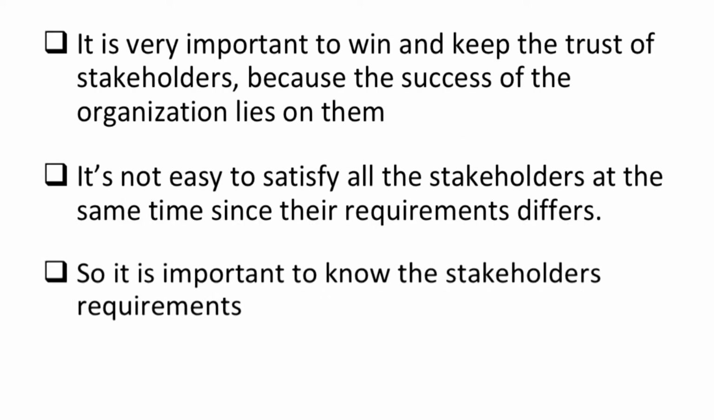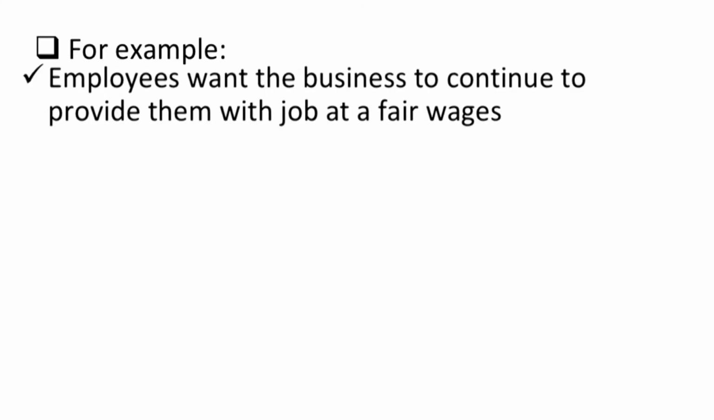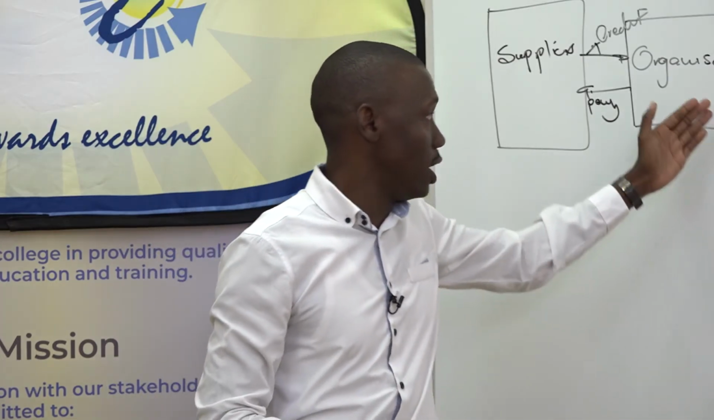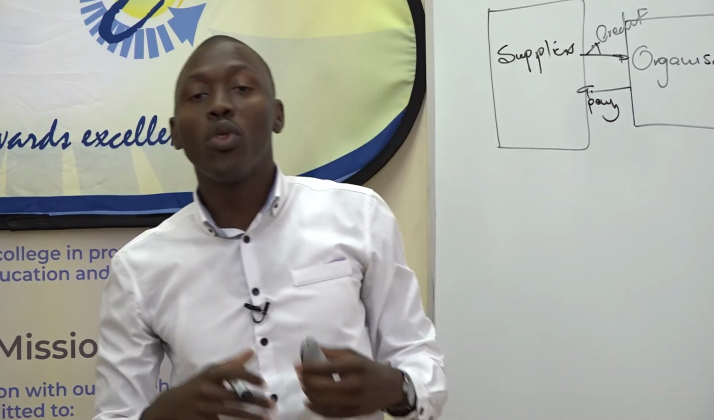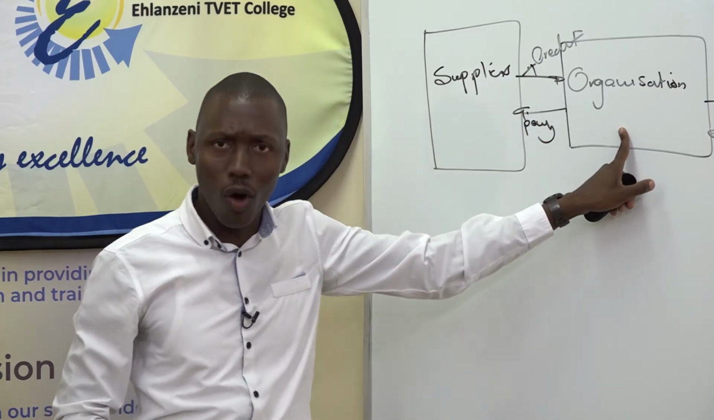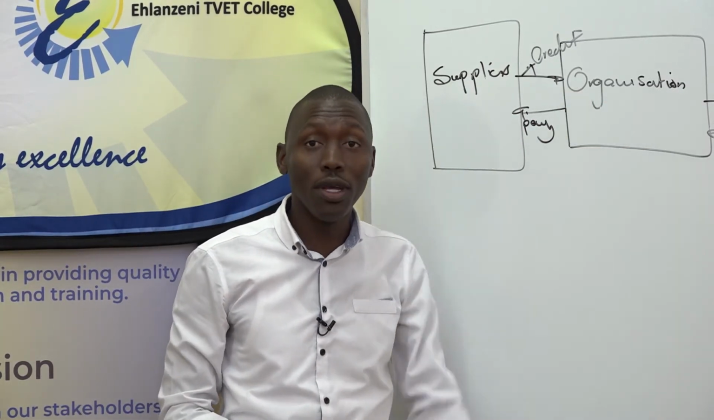So it is important for us as an organization to know what these stakeholders require. Let's look at examples of these requirements. Remember when we were mentioning stakeholders, we mentioned an employee. An employee wants the organization to continue providing them with a job at a fair wage, while the owners of the organization want the business to operate profitably so they can receive their share of profit. Remember, the main aim of the owner starting the business was to have profit.